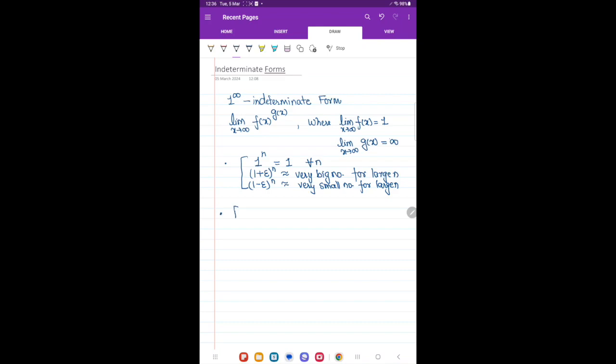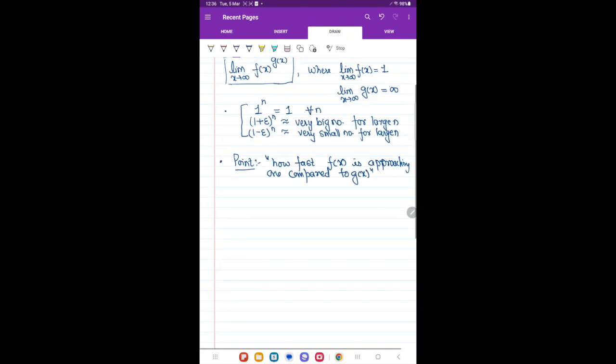So the point is how fast f of x is approaching 1 compared to g of x. That will determine what will happen to this limit, right? So that's why 1 raised to power infinity is an indeterminate form. We will try to understand this by means of examples. So let's take the first example.